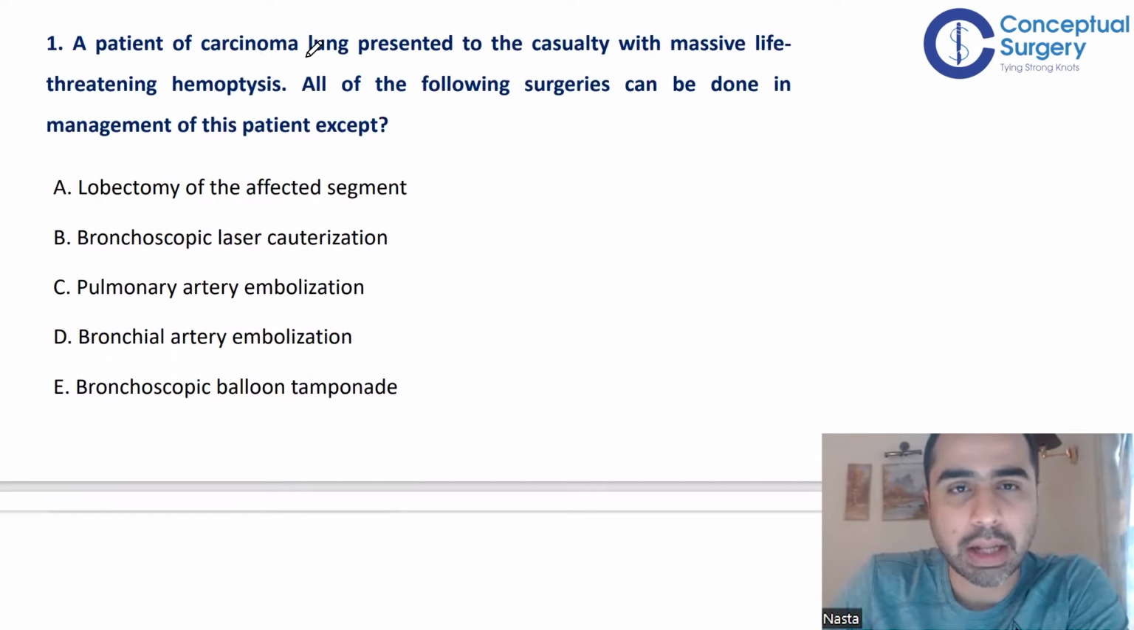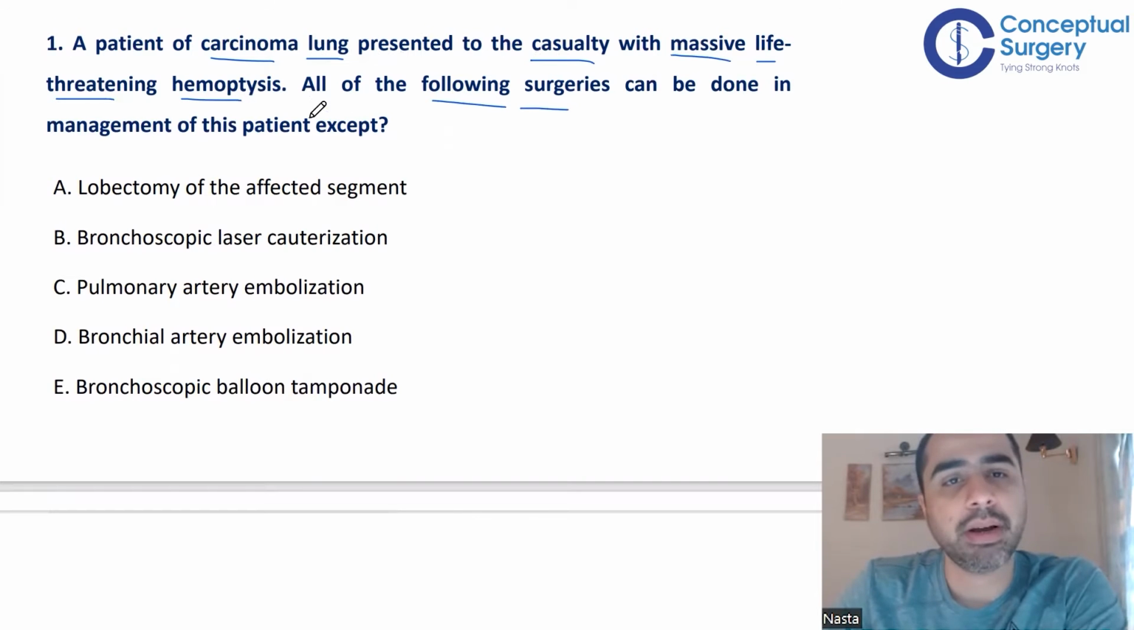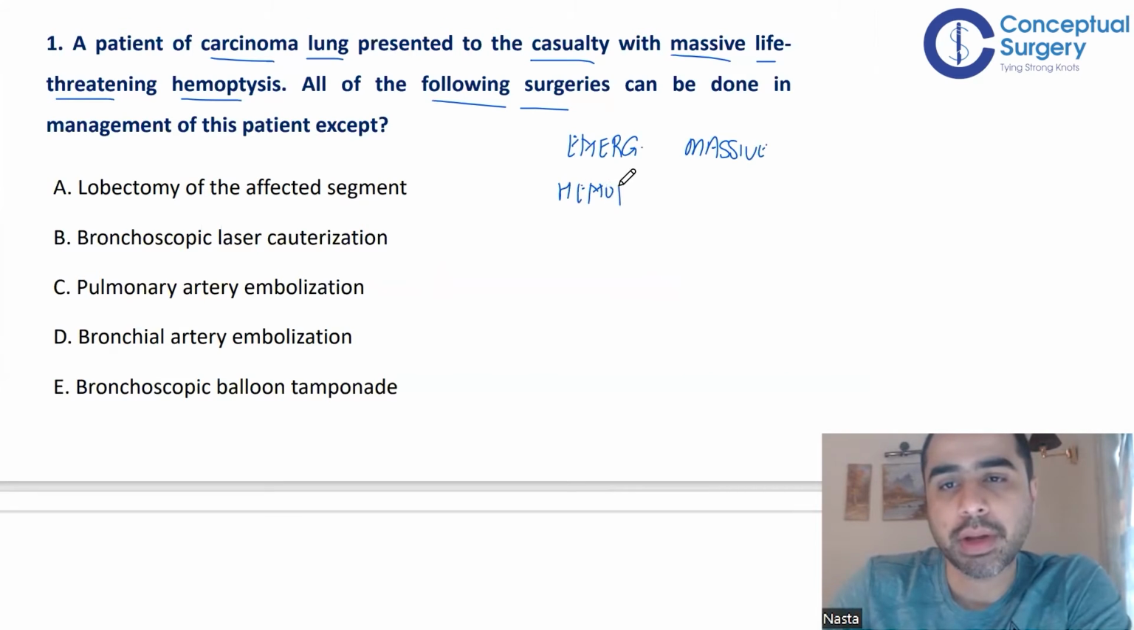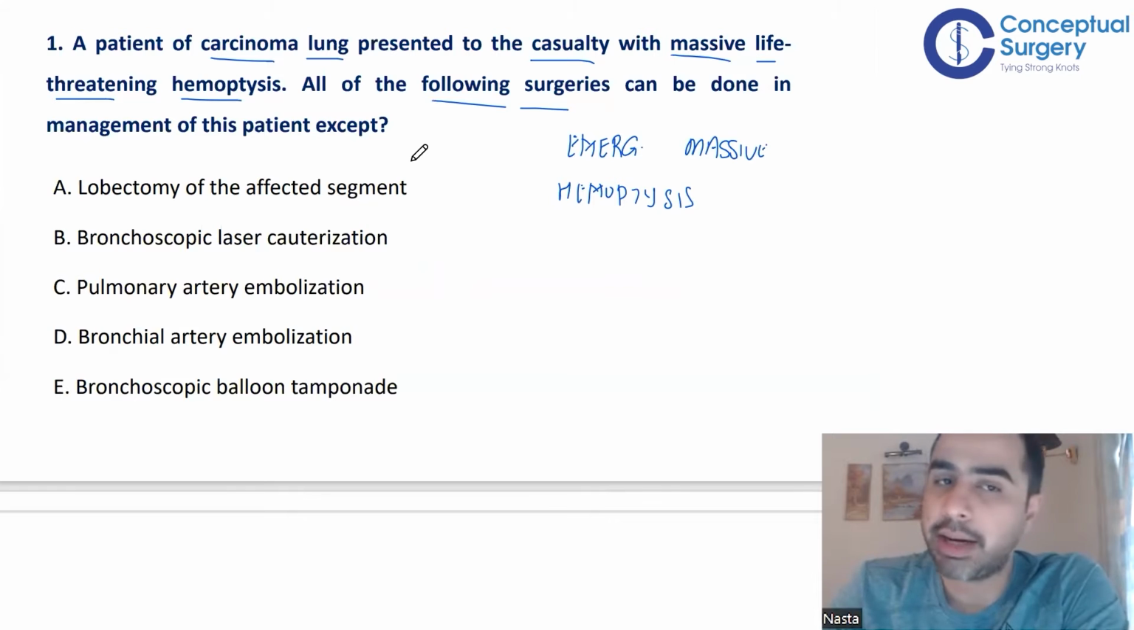A patient presented with lung cancer and he came to the casualty with life-threatening massive hemoptysis. All of the following surgeries can be done in the management of this patient, except: basically this is an emergency, massive hemoptysis. They have not told you the patient's clinical condition. Is he vitally stable or not? He should be stable because usually the hemoptysis stops by itself. But nonetheless, which of these is the least likely to be used?